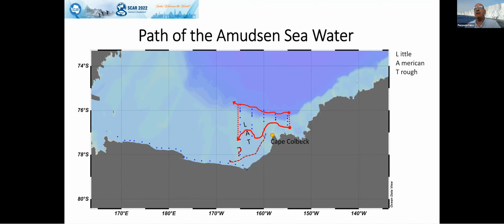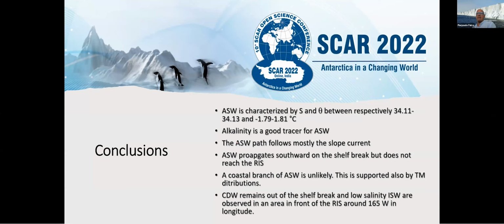But we have no indication of any signal of Amundsen seawater along the coast and along the Ross ice shelf as well. So, concluding, we can say that the Amundsen seawater follows mostly the slope current, but it propagates southward, but it does not reach the Ross ice shelf.